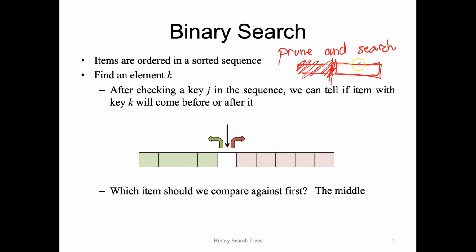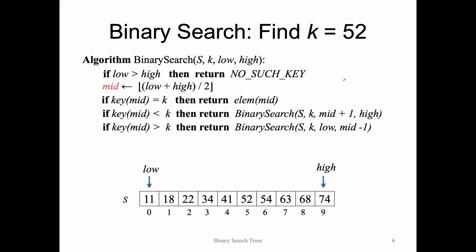And then in that right half, again, we pick the middle item, determine how the item we're looking for compares against it, and choose to go either to the left or the right, and repeatedly prune our search space until we're left with just one item to look for. So let's see how this would work. We're just going to step through this algorithm to see how it works.